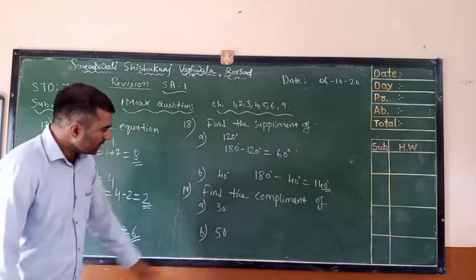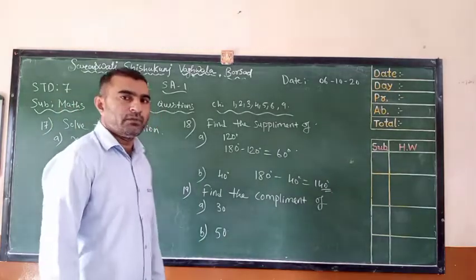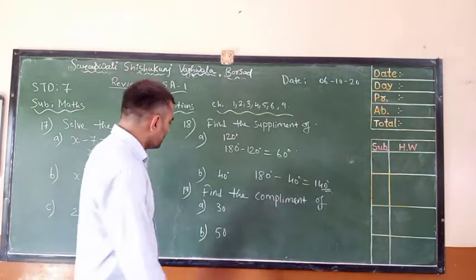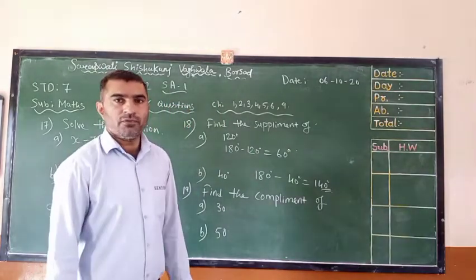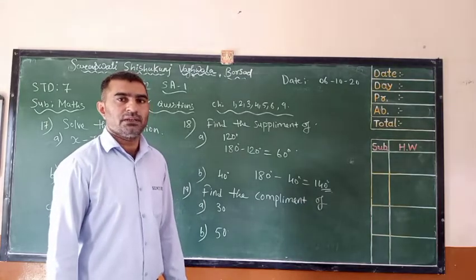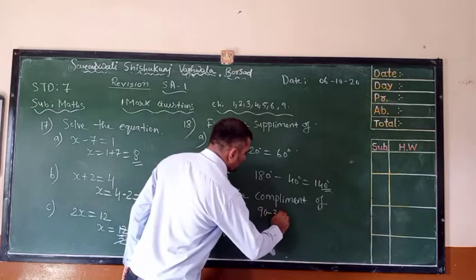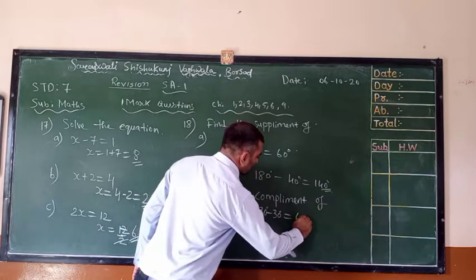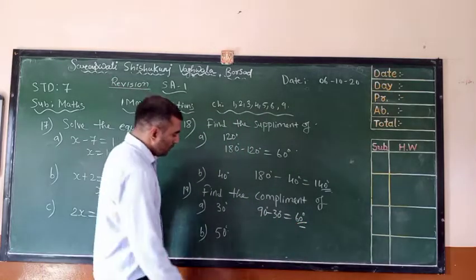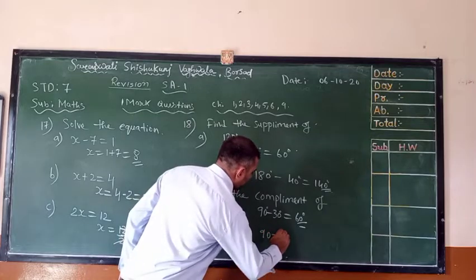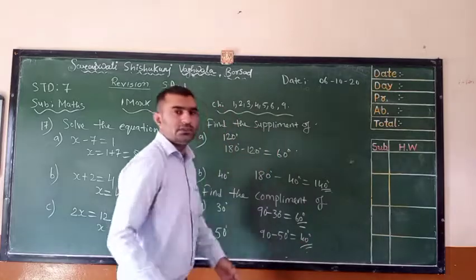Now the next question is to find the complement of 30 degrees and 50 degrees. Over here we have to find the complement. For complement we have to subtract from 90 degrees, because what is complement? A pair of angles whose sum is 90 is known as complementary angles. So we subtract from 90 degrees. 90 minus 30 degrees, that is equal to 60 degrees. Next question is B, 50 degrees. The complement of 50 degrees is 40 degrees. So this is the complement.